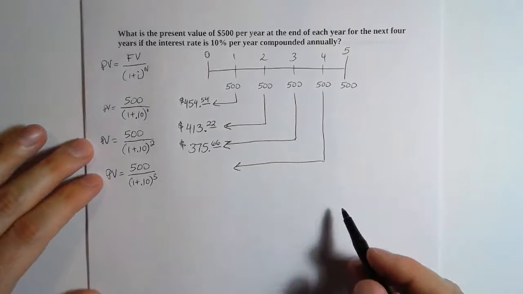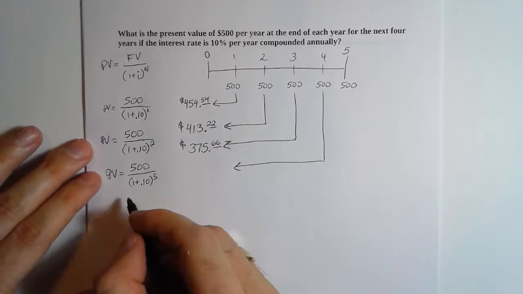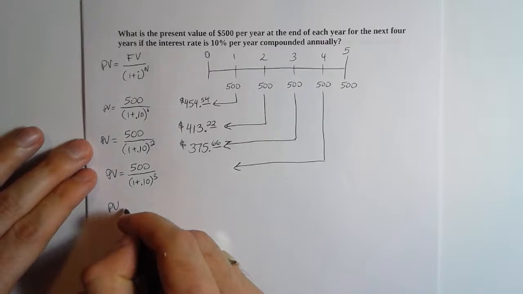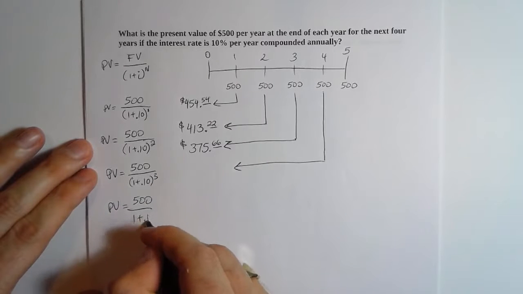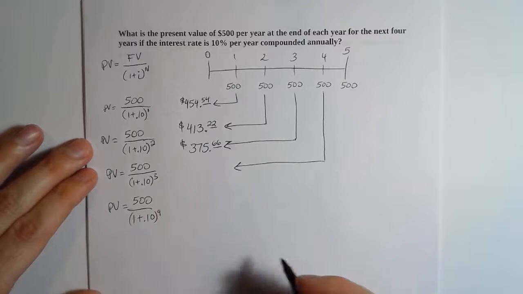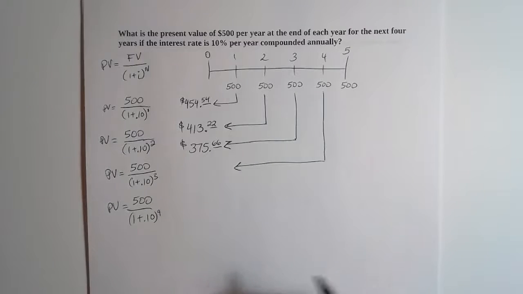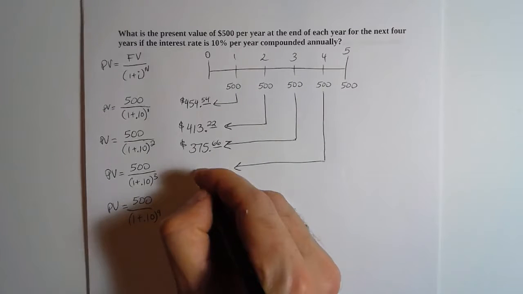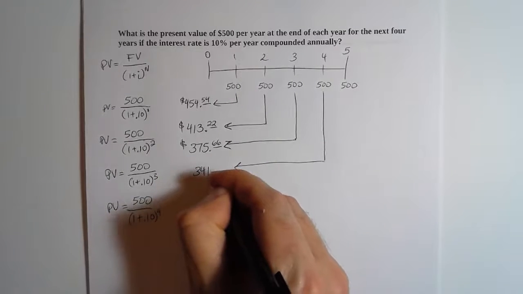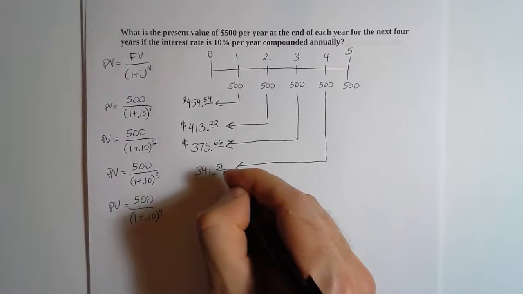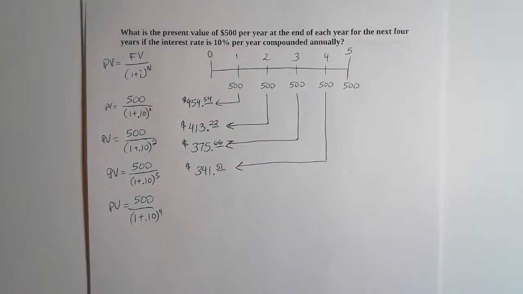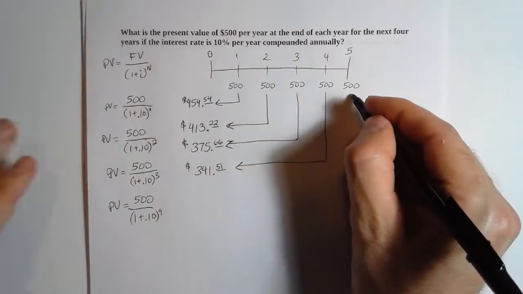Okay, so now we're going to repeat this process for the cash flow at the end of year 4. In that case, present value is equal to $500 divided by 1 plus 0.10 raised to the 4th. Okay, so I recommend that you pause the video and try that out. Okay, if you paused the video and tried that out, you should have gotten $341.51.